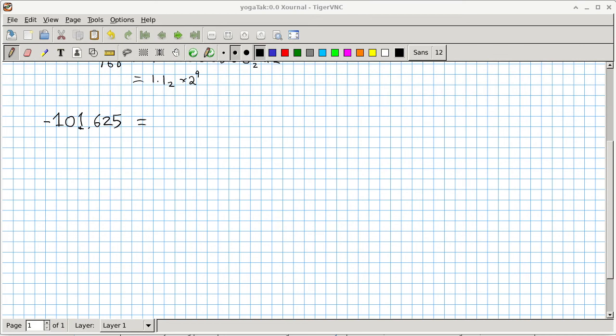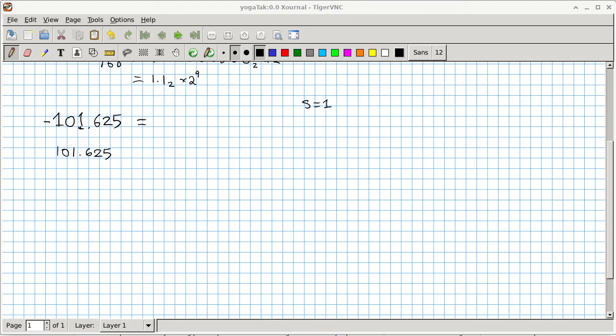Well, the first thing is I'm just going to ignore the negative and focus on the absolute value. The reason I want to do this is because I've got a sign bit to deal with. Just looking at this, I know the sign bit is going to be a 1 because the value being represented is negative. Is that part okay?